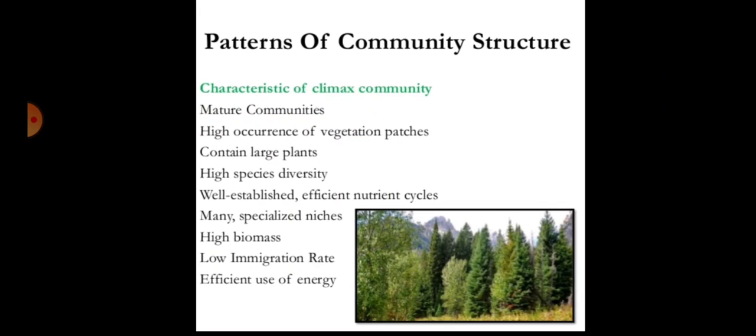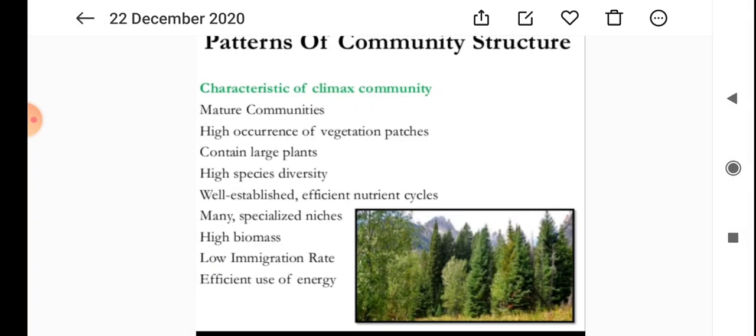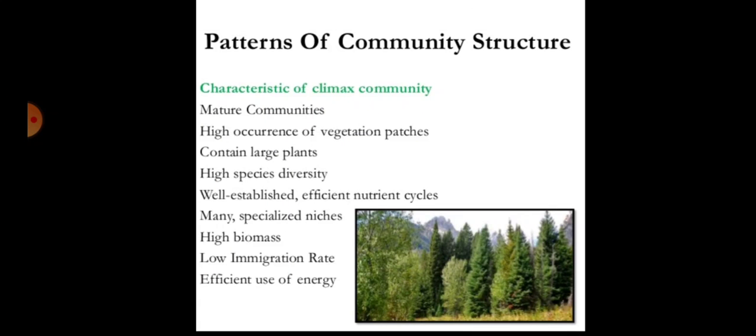There are characteristics of a climax community. There are mature communities in the climax community. There is high occurrence of vegetation patches and it contains large plants. The species diversity is high and there is efficient nutrient cycling and the community is well established. Many specialized niches are present, biomass is high, there is a low immigration rate and there is efficient use of energy. These are some of the characteristics of a climax community.